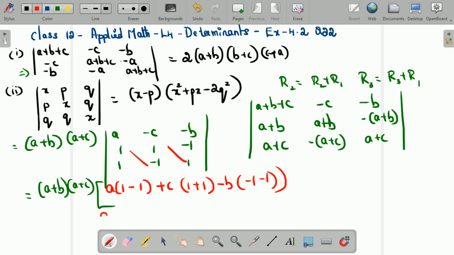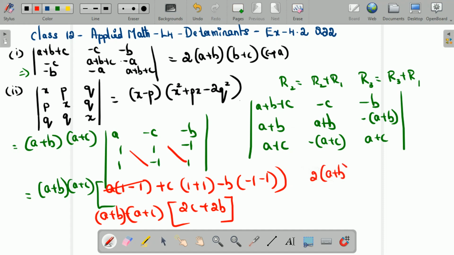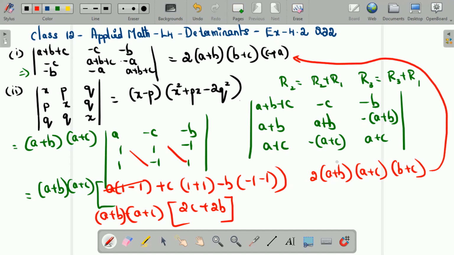So now let's see, this is (a plus b) into (a plus c). As far as this value is concerned, this is 0 into a, so that vanishes. So this is 2c plus 2b. So if you take the 2 outside, this is going to be equal to 2 into (a plus b) into (a plus c) into (b plus c). So this is what we've been asked to prove. So we are able to prove it, hence proved. Now let's take up the second subdivision.